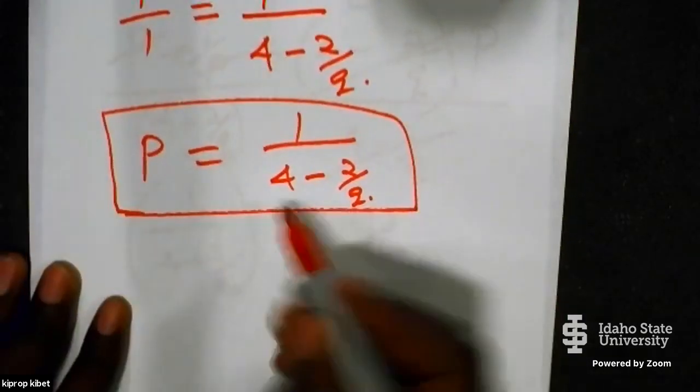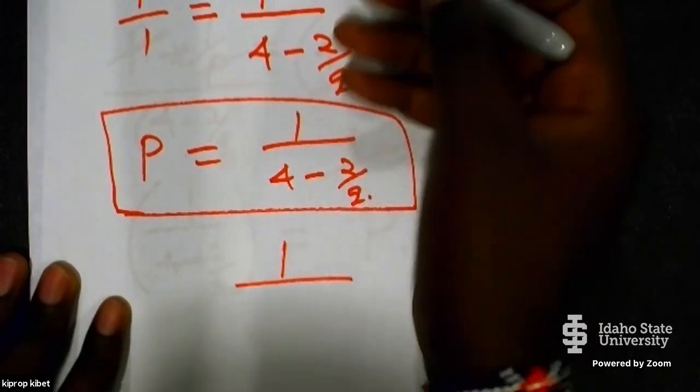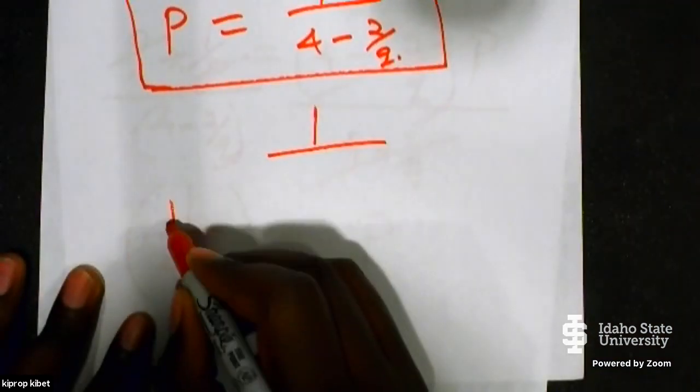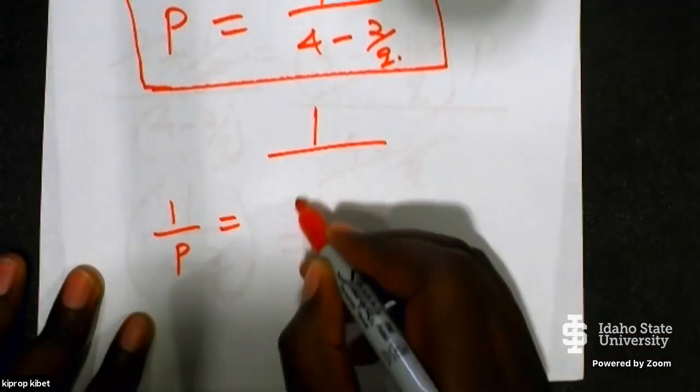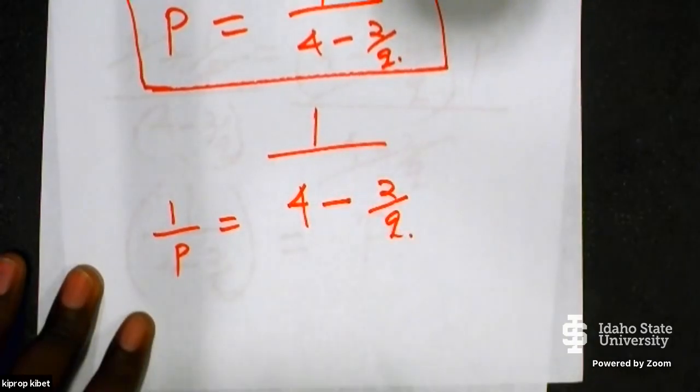All right. How do you simplify that? You can still simplify that. You want to know how to do it? All right. So here we have 1 all over p equals 4 minus 2 all over q, right? So how should we simplify it?